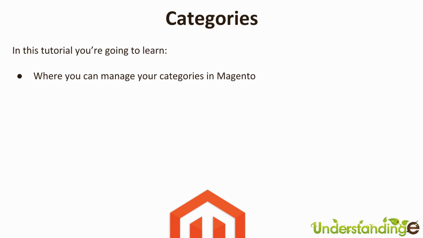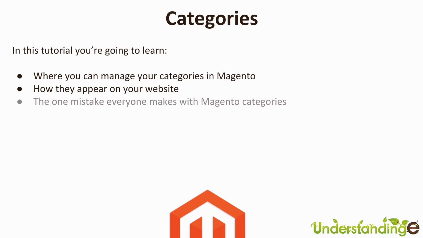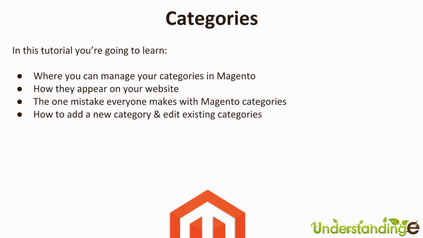Number one, where you can manage your categories in Magento and how they appear on your website. You're then going to learn the one mistake that everyone makes when it comes to Magento categories. Oh, and I've made that one a few times, Dave. And then also how to add a new category and edit any existing categories that you may already have.